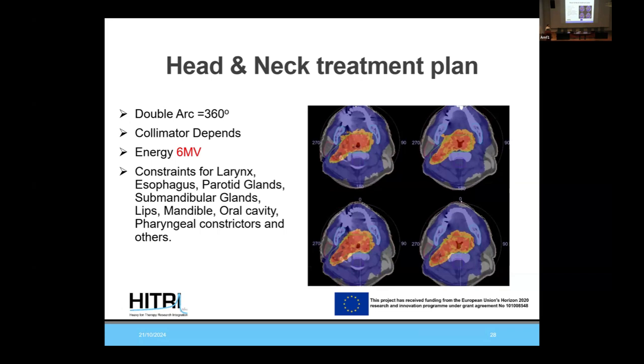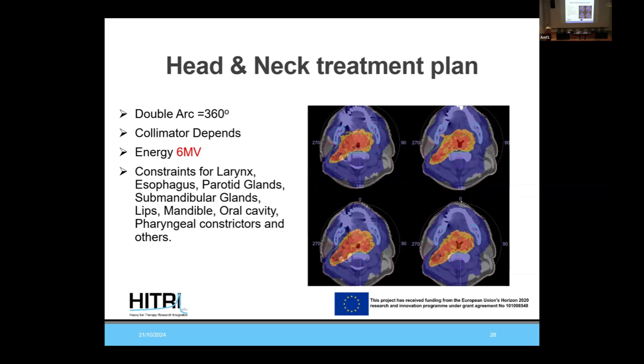What we suggest? Double arc. 360 degrees means full arc. Collimator depends. If you have a large field, you can use 90 degrees, so you can have a maximum. It always depends on the type of the linear accelerator. If you have a small field, you can rotate the angle of the collimator. If you have a large one, why not?